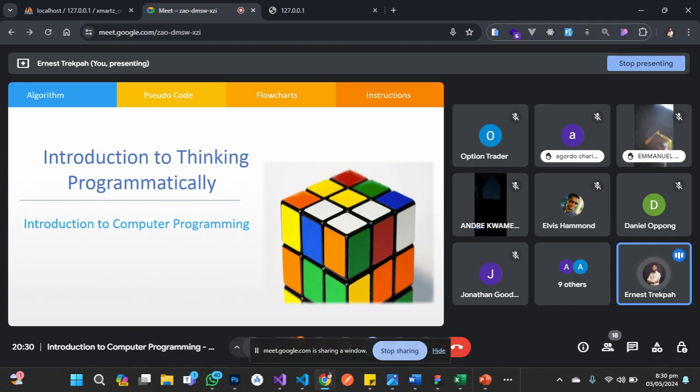Yes, so they help us develop what we call efficient solutions. Whenever you have a problem and you try to solve it, you come up with what we call a solution. So these three concepts are very paramount to your programming journey. All right, so that is that. Let's move on.